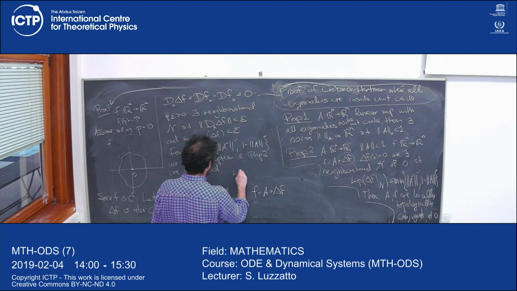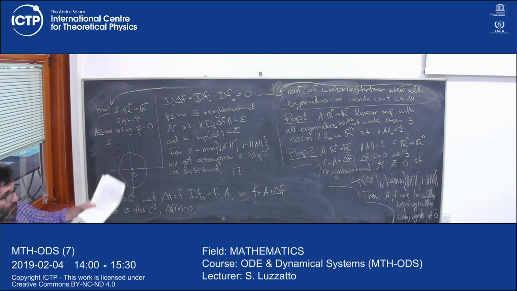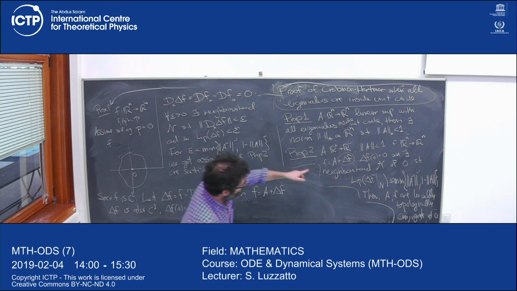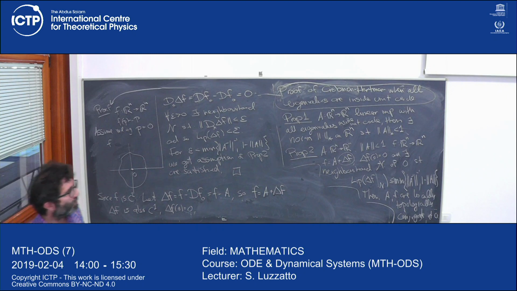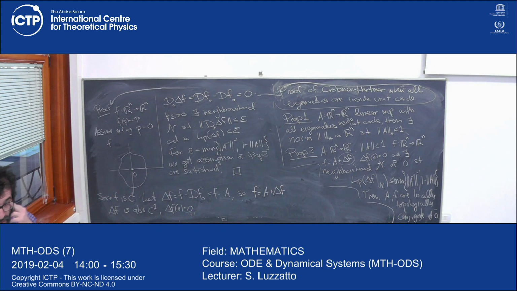Okay, this completes the proof of the Grobman-Hartman theorem in the case in which the eigenvalues are inside the unit circle, assuming propositions 1 and 2. Proposition 2, we've seen, follows almost immediately from the main theorem. Proposition 1 I'm going to do now in the last 15 minutes. It's just a straightforward calculation. Let's see. Any questions?